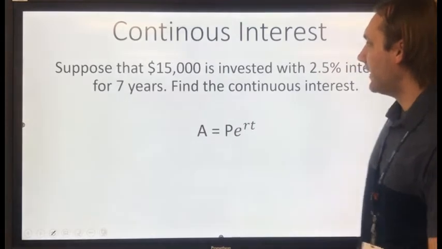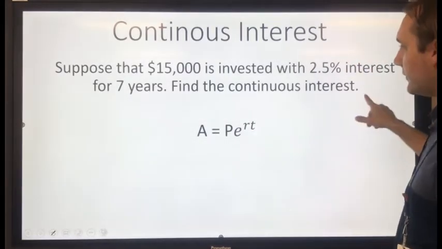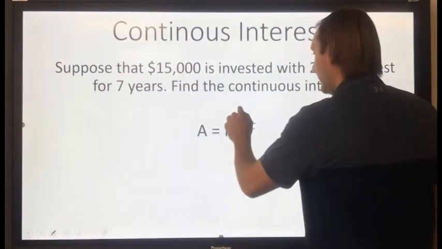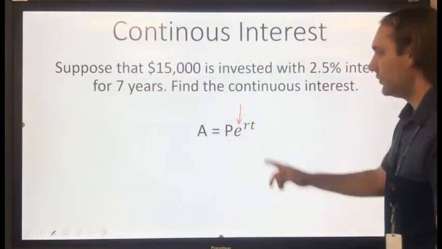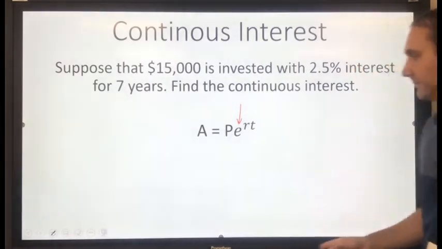Now the ultimate kind of interest is continuous interest. Suppose that 15,000 is invested with 2.5% interest for 7 years. Find the continuous interest. Note the big change with this formula. That is, we have an E here.